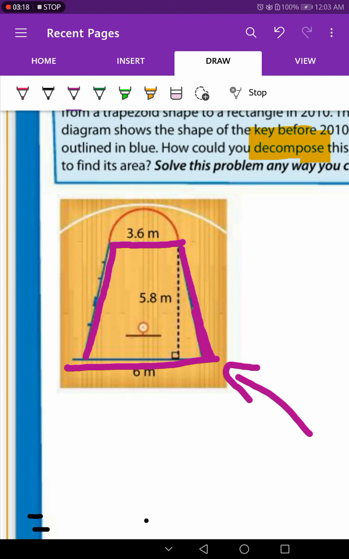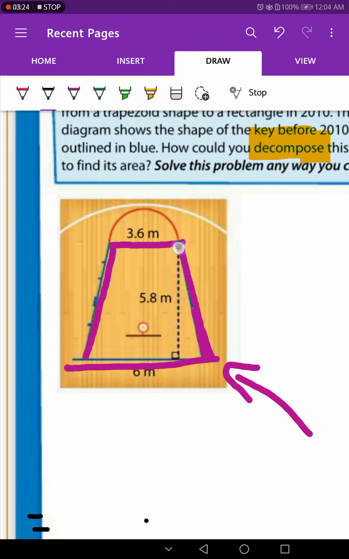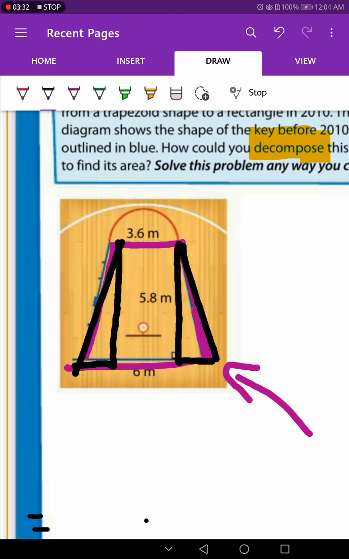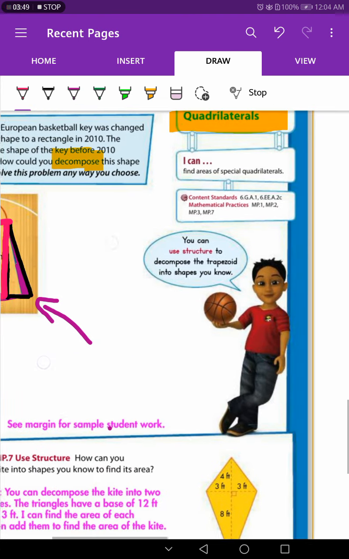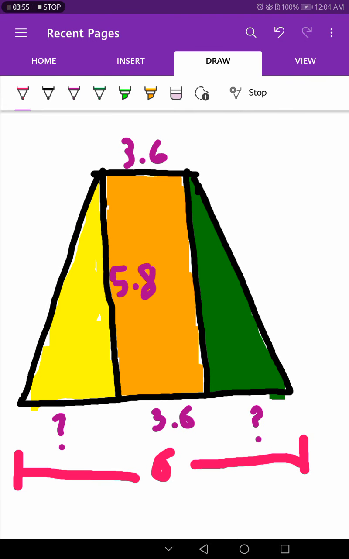So in this case, the trapezoid must decompose into two triangles and one rectangle. So how many shapes do I decompose the trapezoid into? Three shapes. What are the three shapes? Triangle 1, triangle 2, and one rectangle. So three shapes. See, I redraw it here. This is the trapezoid or the basketball key. I don't know about the basketball, but I know the trapezoid.